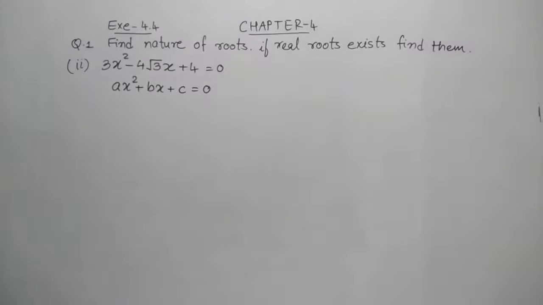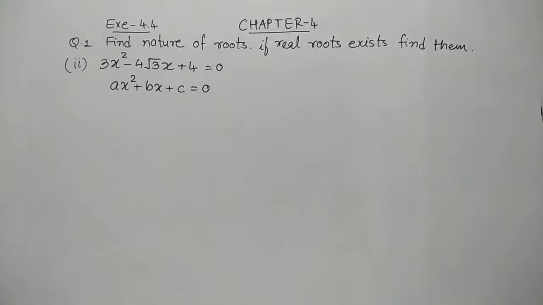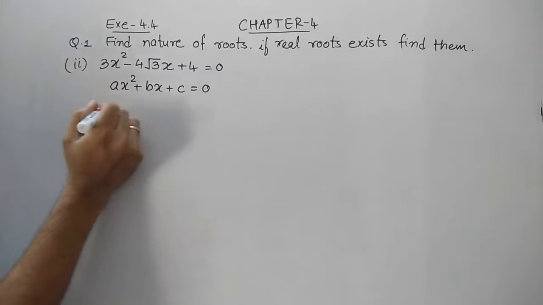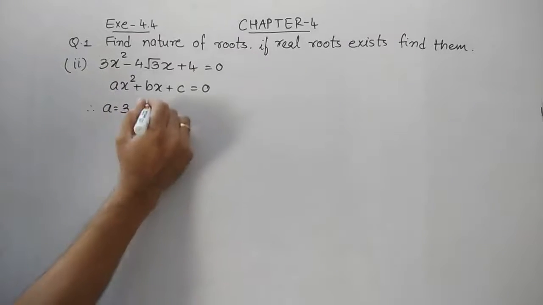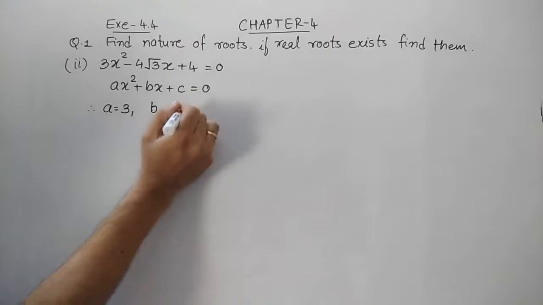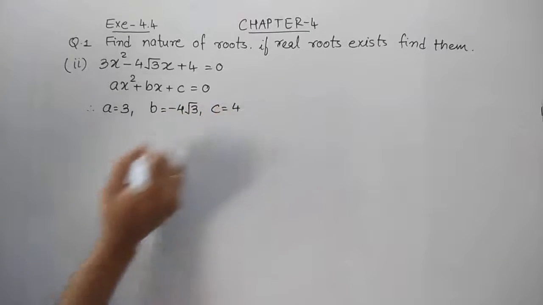Let's do the second number. It is 3x square minus 4 root 3x plus 4. Again we have to find out the nature. So again we have to compare with the standard form. As we discussed earlier, the value of a is 3, that is the coefficient of x square. The value of b, that is the coefficient of x, is minus 4 root 3, and the constant is c.